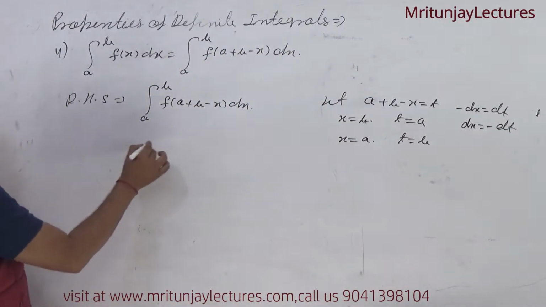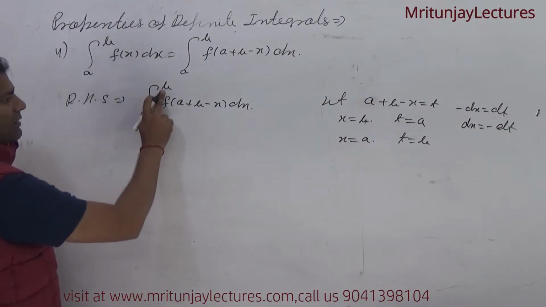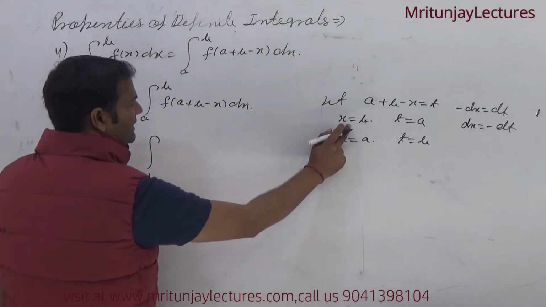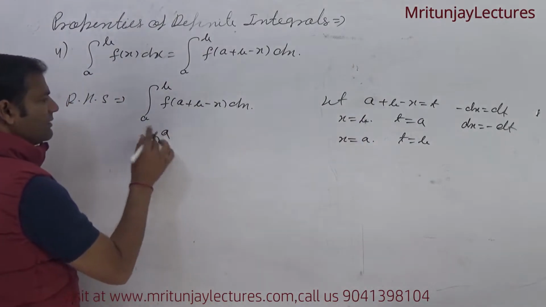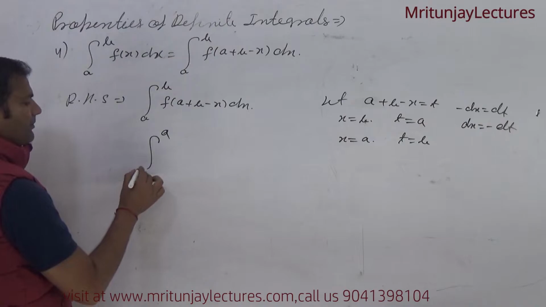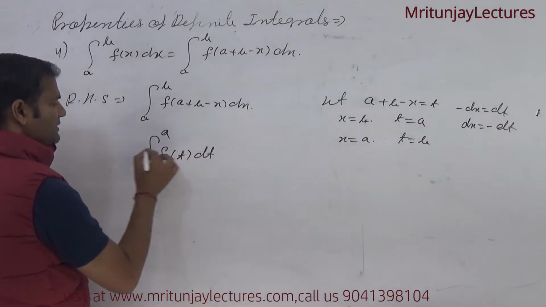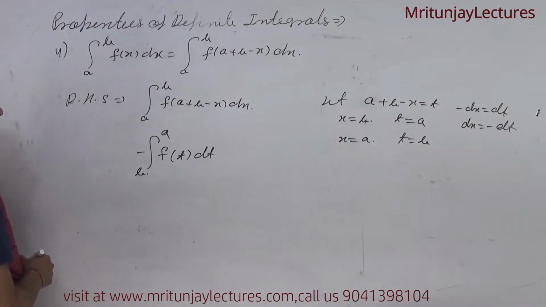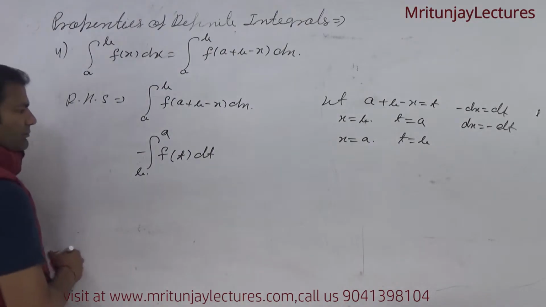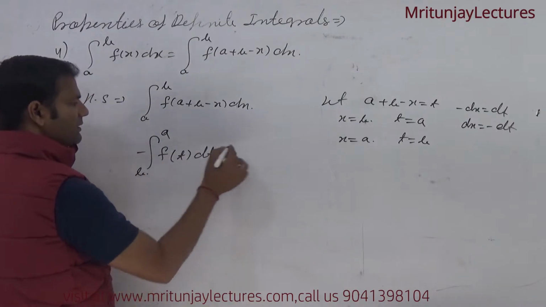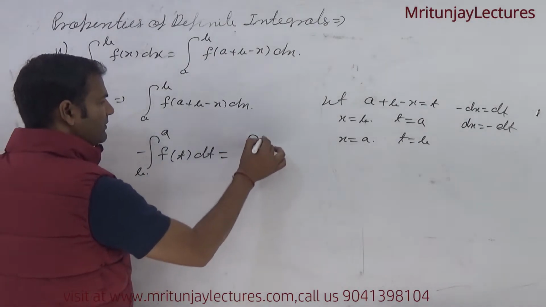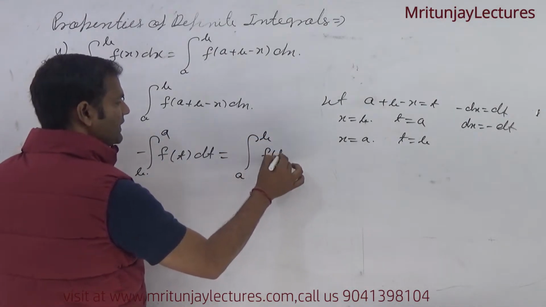Okay, now, if x is equal to b, then the limits are a and b, and the integrand is f of t with minus dt. Okay, now you can also write it as the integral from a to b of f of t dt.